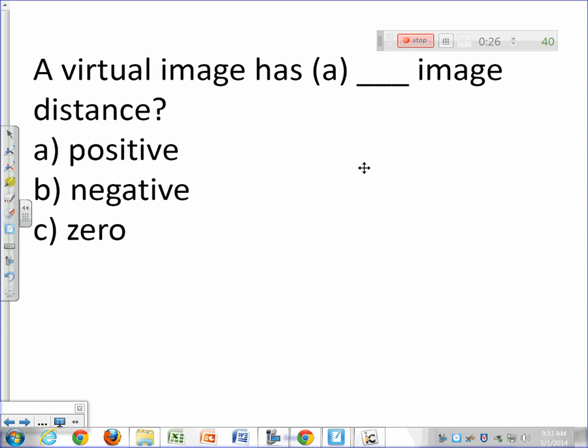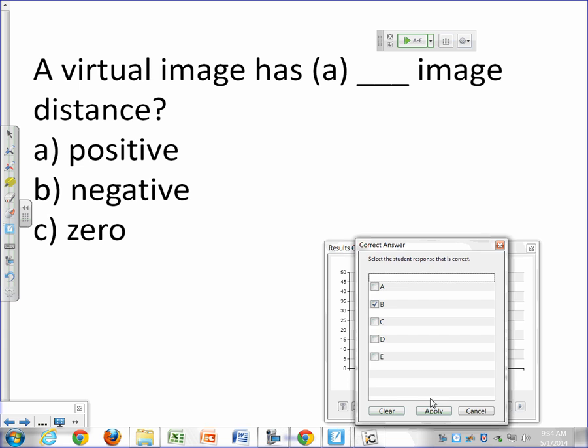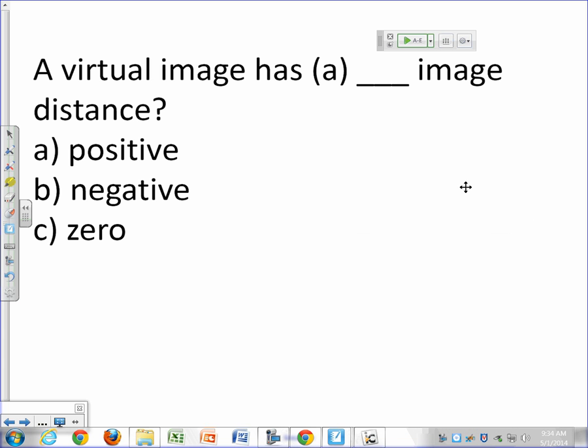All right, just a few more seconds. I'll stop at 35. Okay, excellent work. So B is the right answer. A virtual image has a negative image distance. Yeah, Tori? Yeah, focal length and focal point are the same. I can use them interchangeably. As I said, technically, focal length is the distance from the focal point to the lens, but you can use them interchangeably.